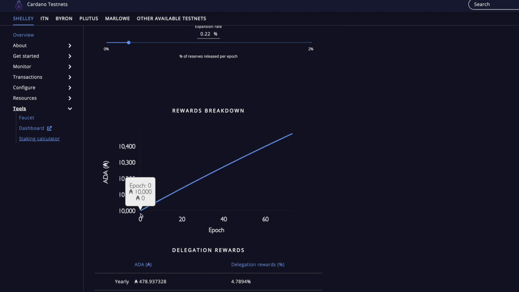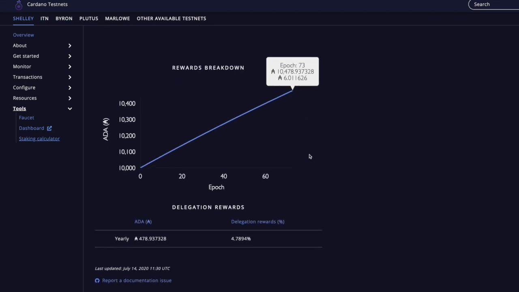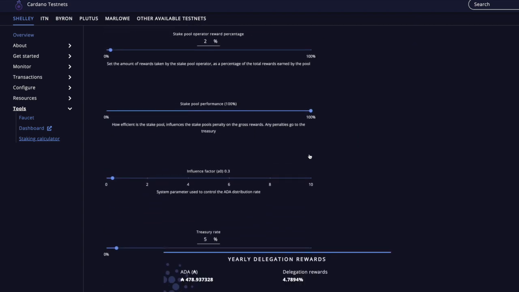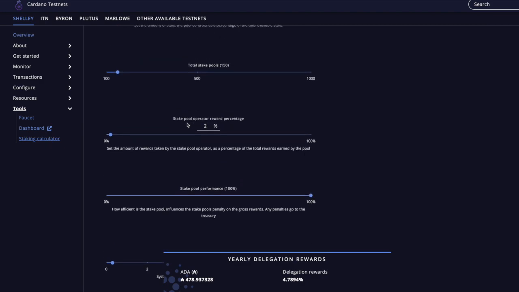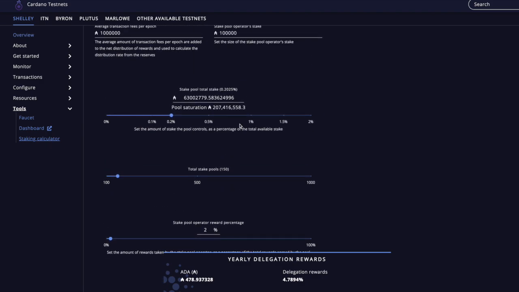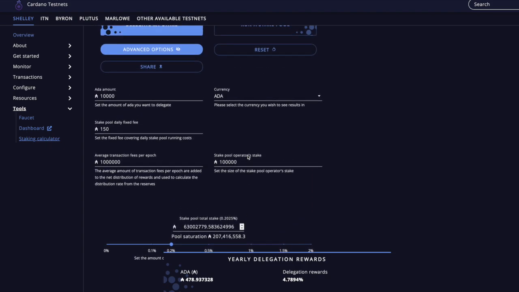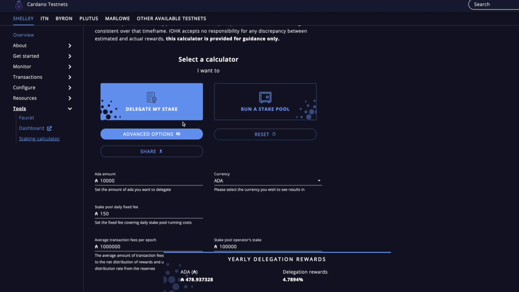But what we can see over the course of 1 year, your 10,000 initial ADA investment to delegate to a stake pool would have turned out to be around about 10,478. Or in this instance, we're earning about 6 ADA per day by delegating to that stake pool. So very similar number to what we saw previously. I guess the biggest thing we're going to have to pay attention to if you are delegating to a stake pool is definitely that stake pool operator rewards percentage and the amount of total stake that is delegated to the stake pool. So that's what we're looking at if you are interested in delegating to a stake pool.